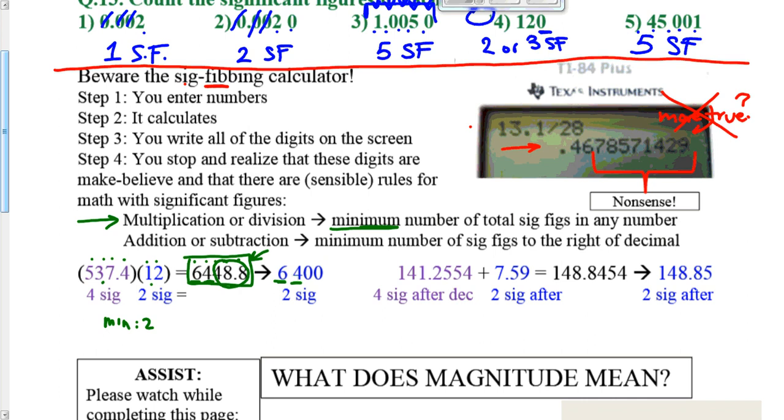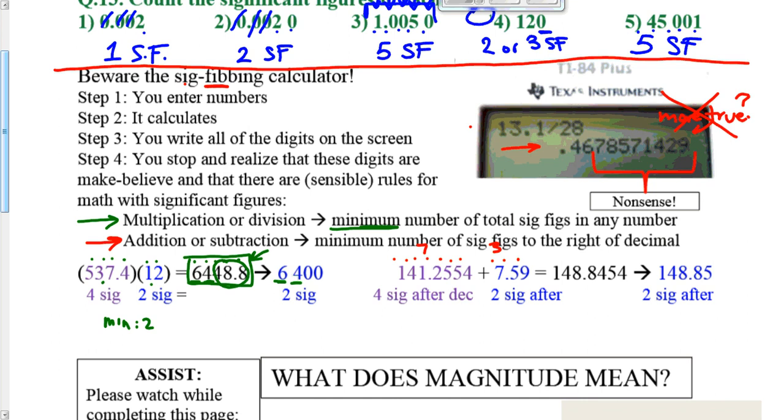What about addition and subtraction? Okay, you have to do addition and subtraction. Here it is. Count them up again. 141.2554. That's 7 sig figs. 7.59. That's 3 sig figs. If you were multiplying or dividing, your answer would have to have 3. But you're not. You're adding or subtracting.